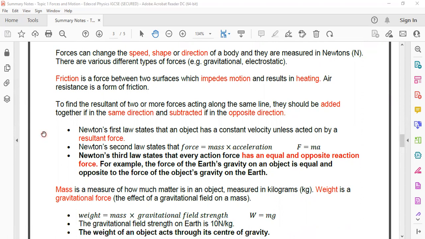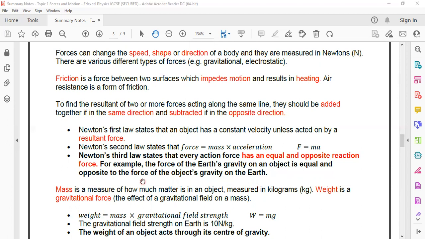Now, Newton's first law states that an object has a constant velocity unless acted on by a resultant force. Newton's second law states that force is equal to mass times acceleration. This is the second law of Newton, and this famous formula will be used repeatedly and asked in the paper, which is F equals ma. Now this is a very important part where all three laws of Newton are listed. This will be shared with you today as well in the group. Newton's third law states that every action force has an equal and opposite reaction force. For example, the force of the Earth's gravity on an object is equal and opposite to the force of the object's gravity on the Earth.